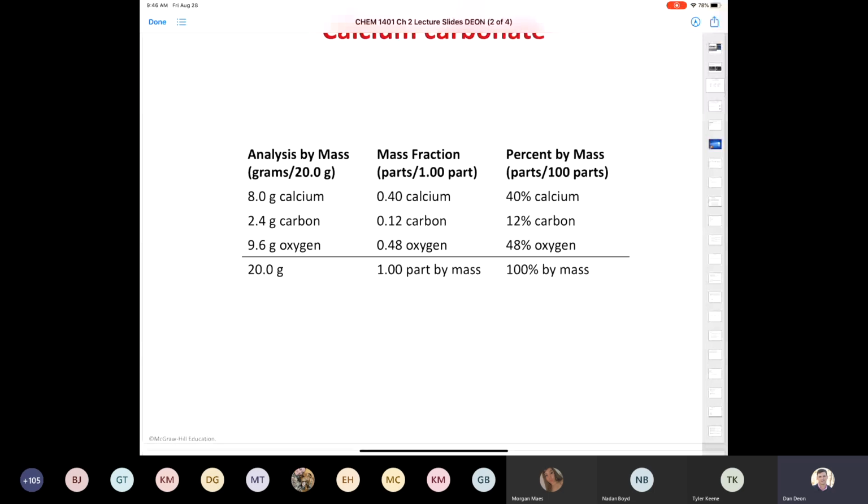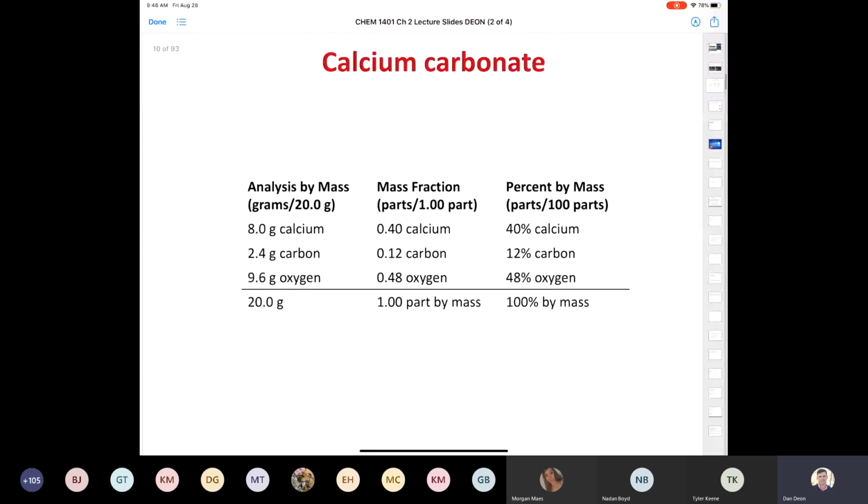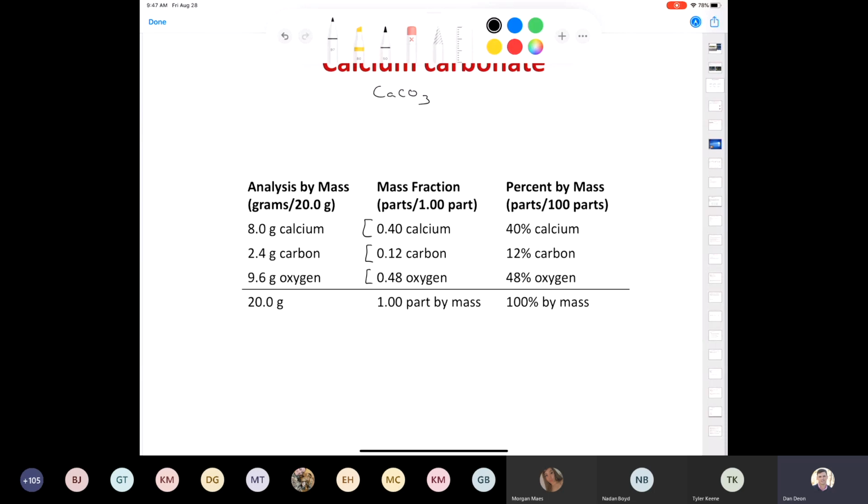What did I say? I said for calcium carbonate, if you had 100 grams, you'd have 40 grams of calcium, and so on and so forth. But what if you had 20 grams of calcium carbonate, CaCO3? Well, if it's 40% calcium, all you'd have to do is multiply 20 by 0.4, because that's the fraction of 1 that it is, okay? So if you had 20 and you multiply that by 0.4, you're going to get 8 grams. If you take 20 and multiply it by 0.12, you're going to get 2.4. And if you take 20 and multiply it by 0.48, you're going to end up with 9.6, okay?